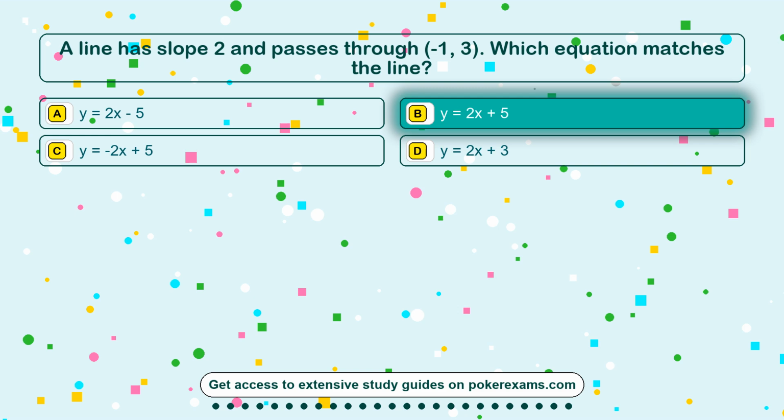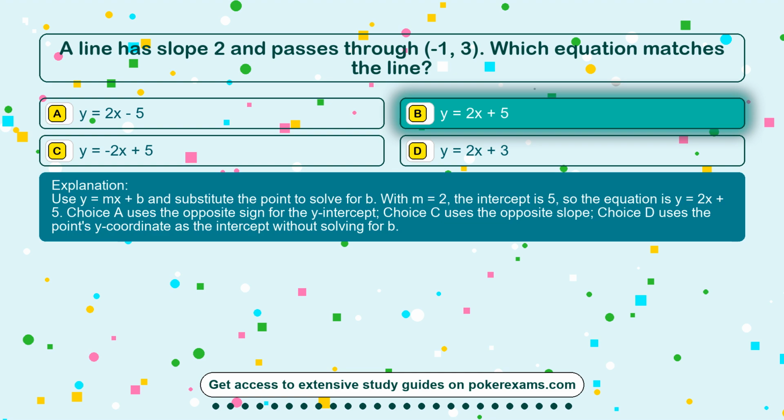The correct answer is option B, y equals 2x plus 5. Use y equals mx plus b and substitute the point to solve for b. With m equals 2, the intercept is 5, so the equation is y equals 2x plus 5.